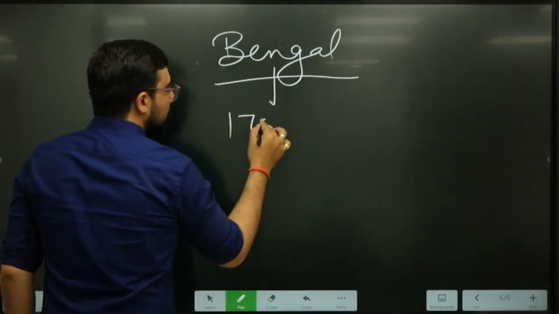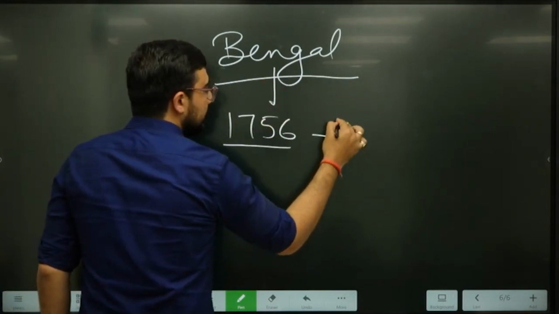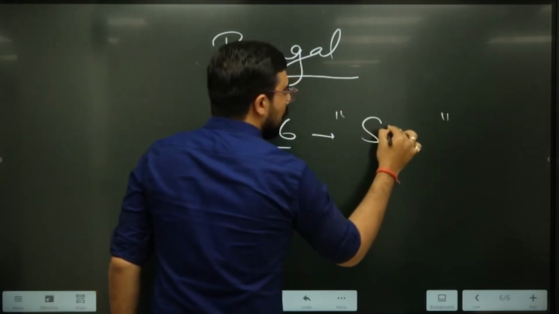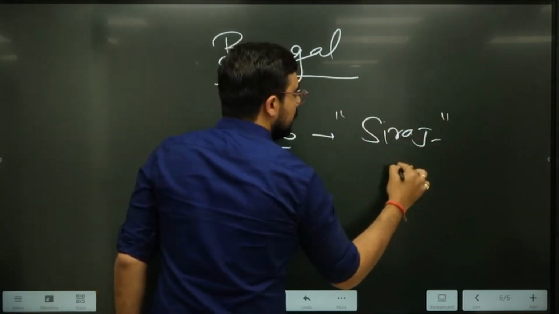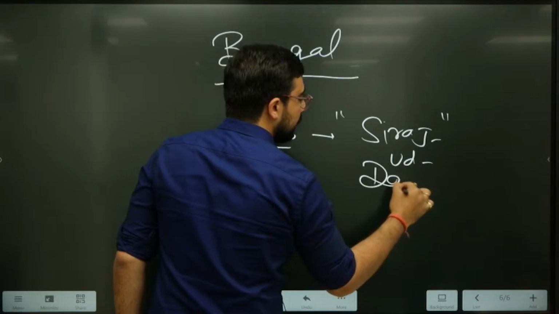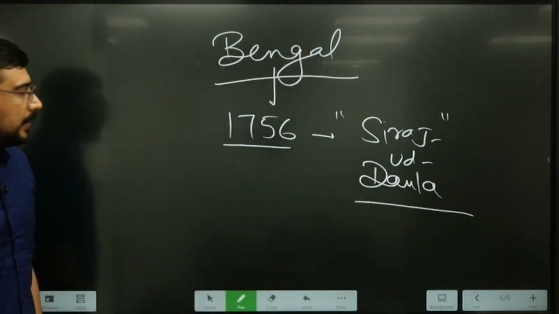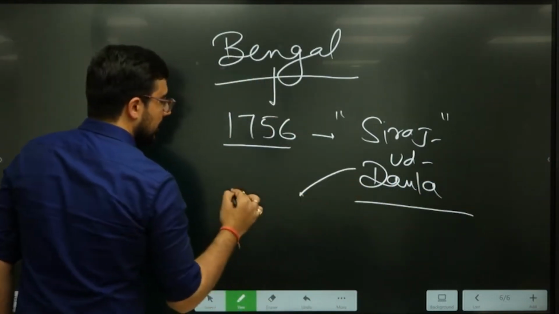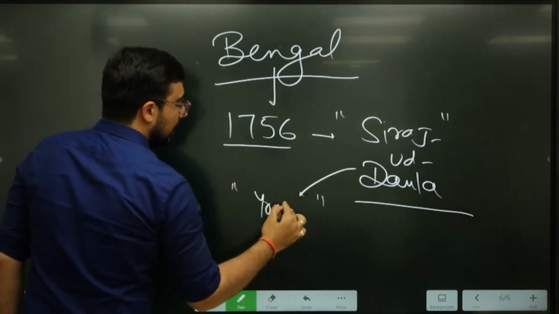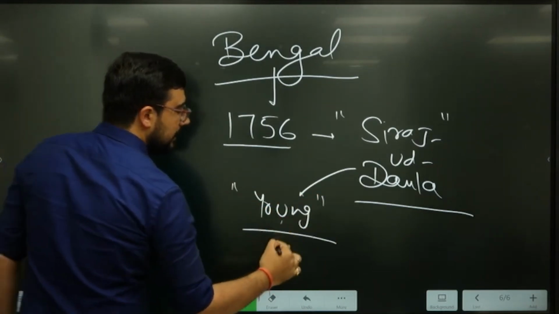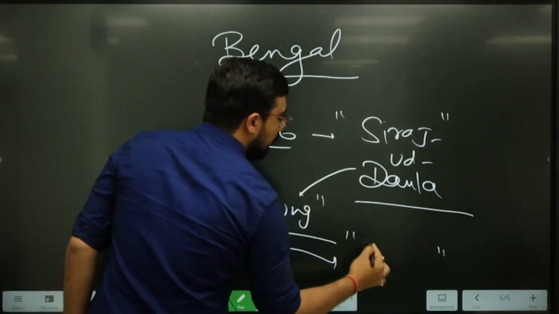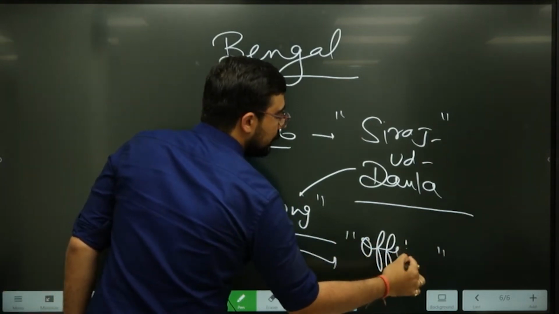there was a transfer of power in 1756. The Nawab who came to power, he was Siraj-ud-Dawla. Okay, he was Siraj-ud-Dawla. Siraj-ud-Dawla, he was young, a bit hot-tempered, and as a result of that, he was not liked by the majority of the officials of the court.